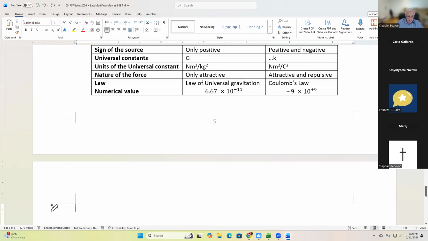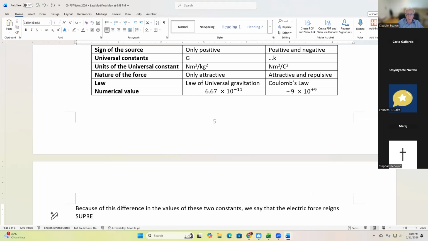Because of this difference in the values of these two constants, we say that the electric force reigns supreme in the microscopic world.